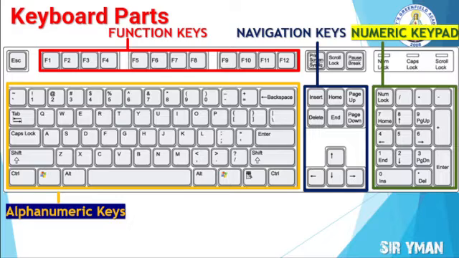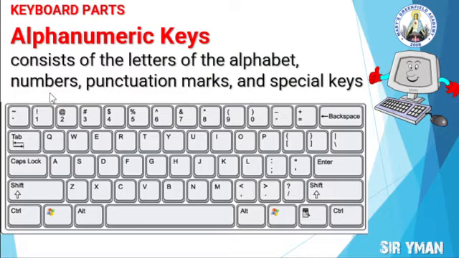Starting with the typewriter keypad. So ito kasi ang tawag din dito sa typewriter keypad. Right? Aside from alphanumeric keys, it's also called the typewriter keypad. Okay, so alphanumeric keys. So alpha and then numeric. So it means it consists of both letters of the alphabet and numbers. Aside from the alphabet and the numbers, it also consists of punctuation marks. May mga punctuation marks din siya. And special keys.